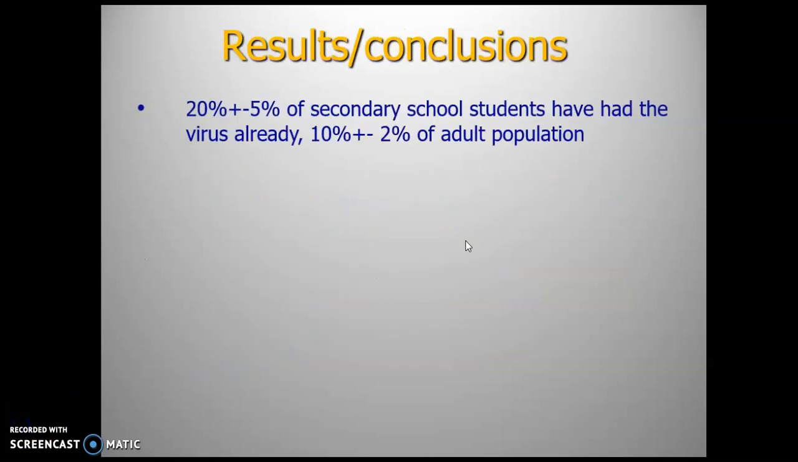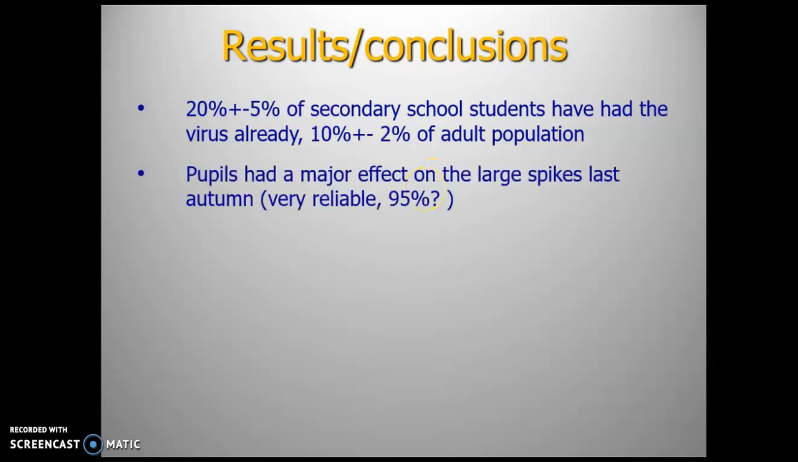So what are the results? 20% plus or minus 5% of secondary students have had the virus already, and 10% plus or minus 2% of the adult population had it at this point in time. The pupils had a major effect on the large spike last autumn, and I'm very convinced of that. I would give it a 95% reliability factor.